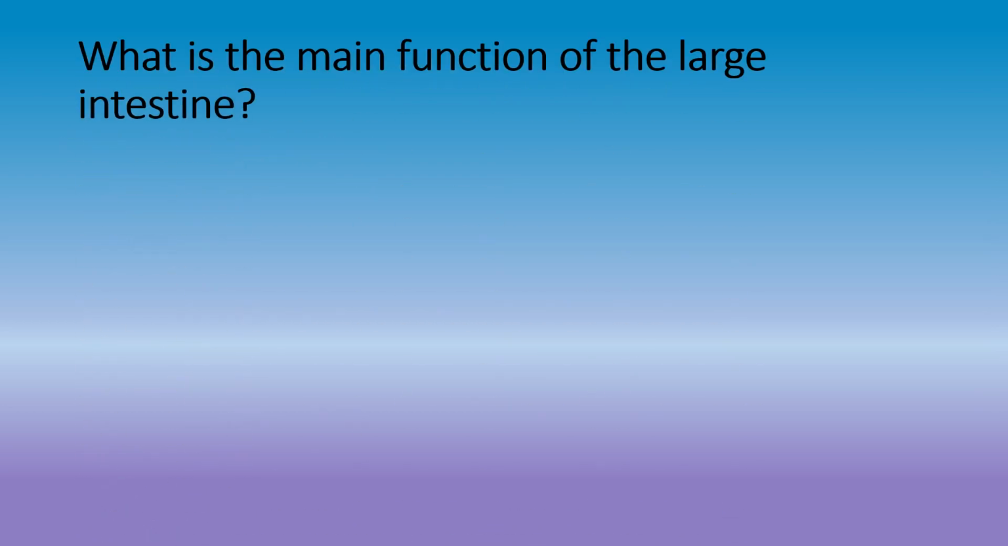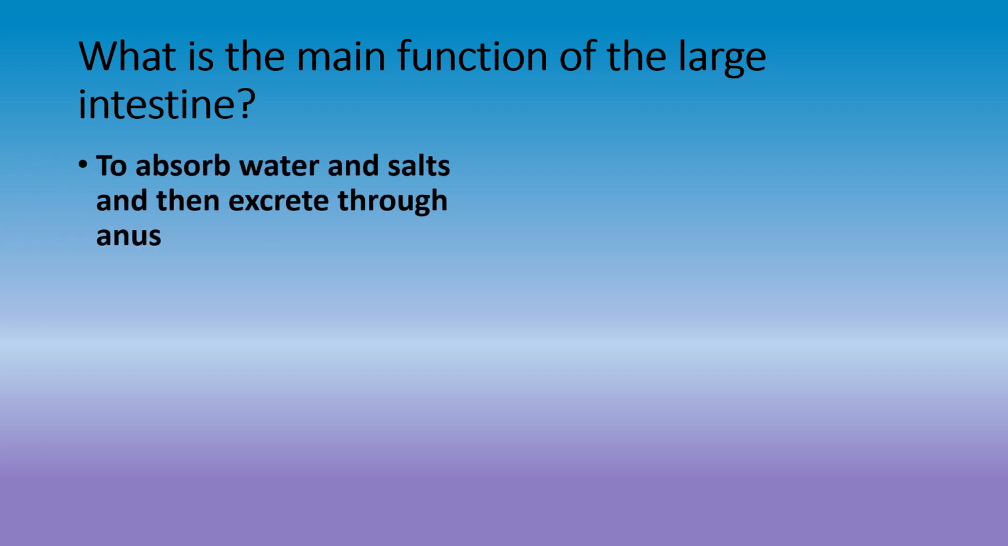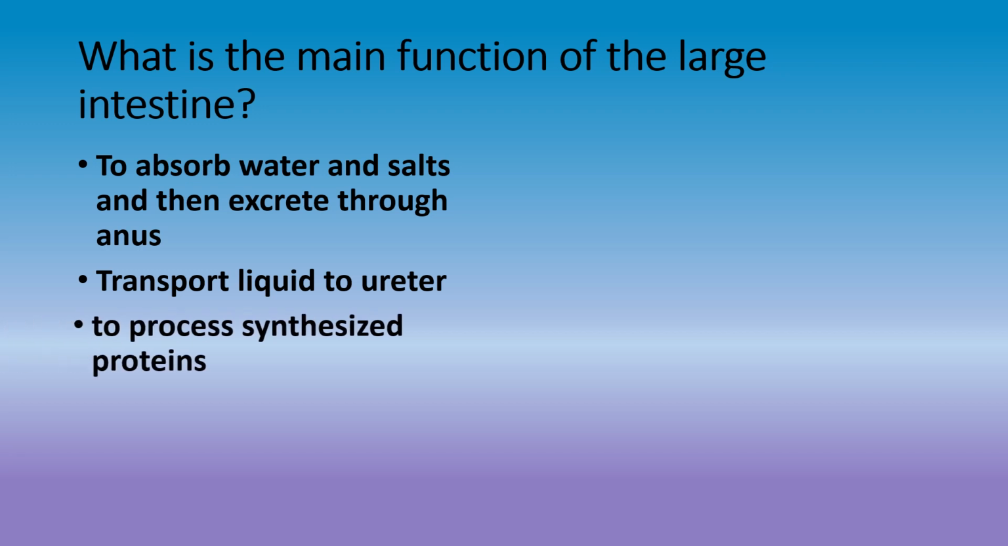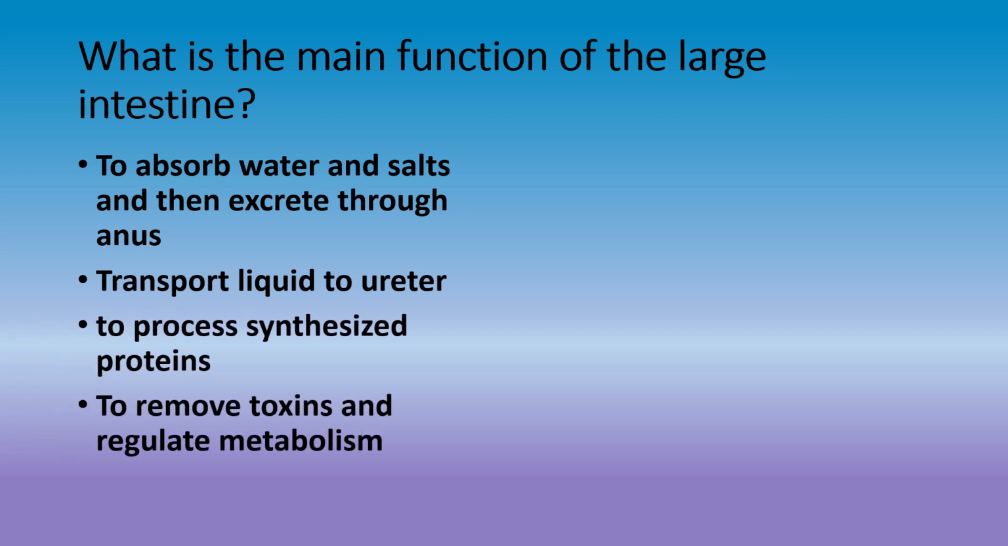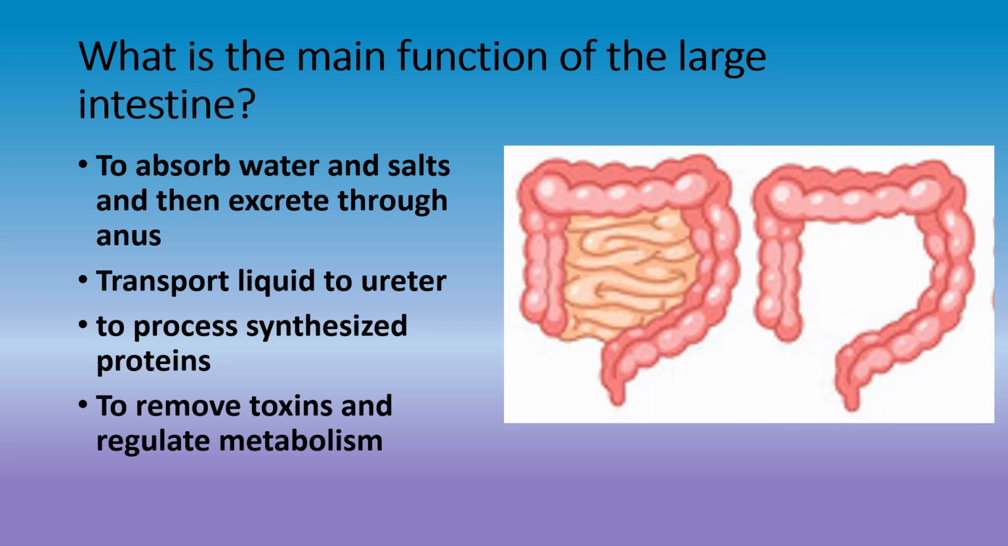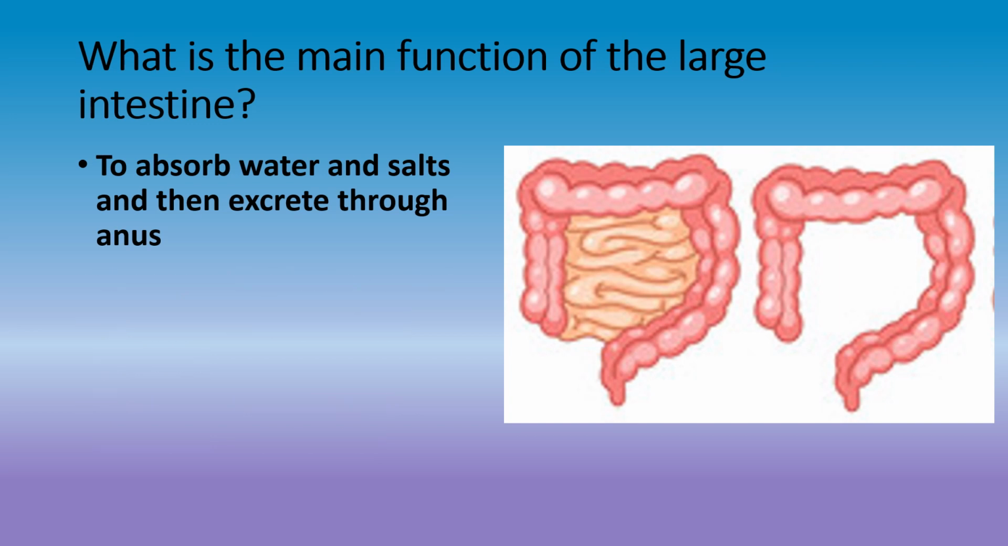Okay, next question. What is the main function of the large intestine? Is it to absorb water and salts and then excrete through the anus? Is it to transport liquid to the ureter? Is it to process synthesized proteins? Or is it to remove toxins and regulate metabolism? So there is the large intestine. So the answer is to absorb water and salts and then excrete through the anus.